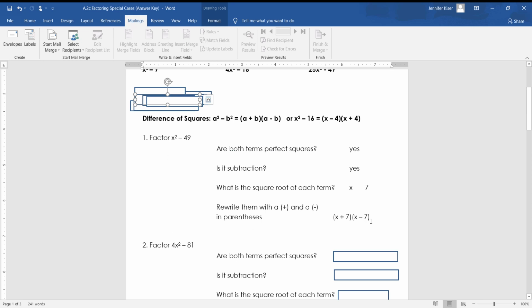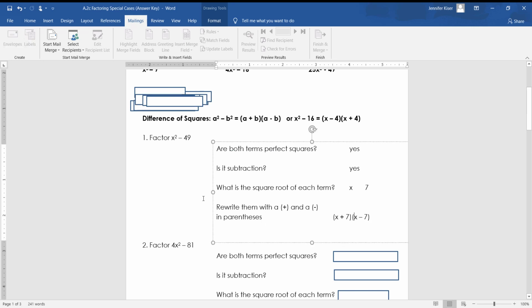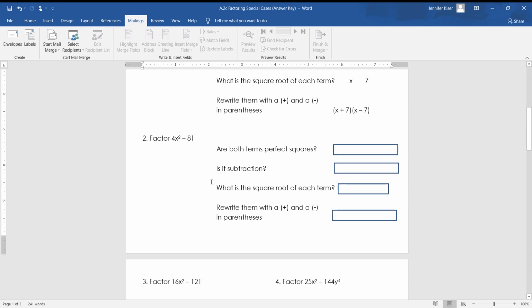So yes, this would be your factored answer with the difference of squares there. And then for the next one, there's not a GCF you can factor out from 4x squared minus 81. So you can just check and make sure they're both perfect squares to start. 4x squared is a perfect square, because if you square 2x, you'll get 4x squared. And then 81 is 9 squared. So these both are perfect squares. And then you're making sure it's subtraction, which it is.